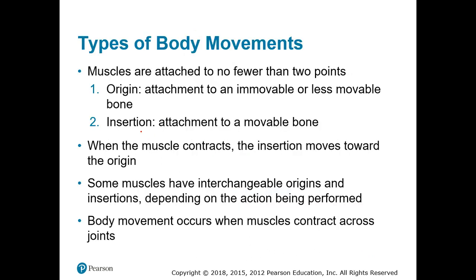That comes into the definition of insertion, and this is going to be attachment to the movable bone, or the bone that's typically going to move. Now, when the muscle contracts, like we said on the last slide, the insertion is going to move towards the origin. Another thing is some muscles have interchangeable origins and insertions, and this is going to depend on what action is being performed. Are we flexing or are we extending our arm?